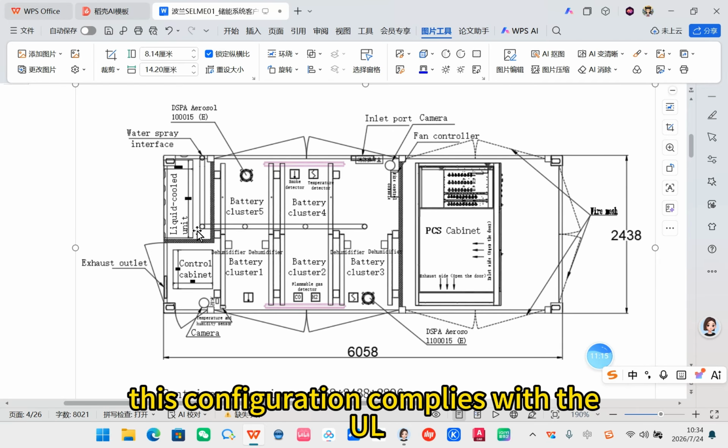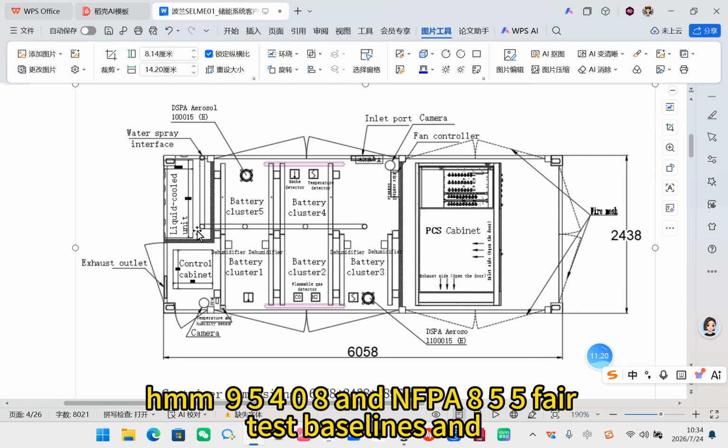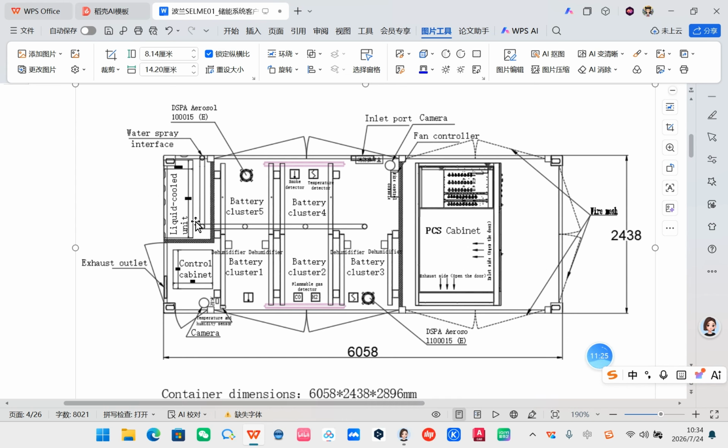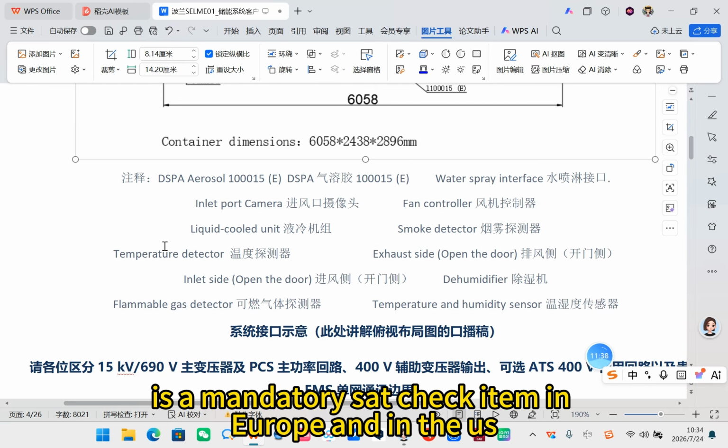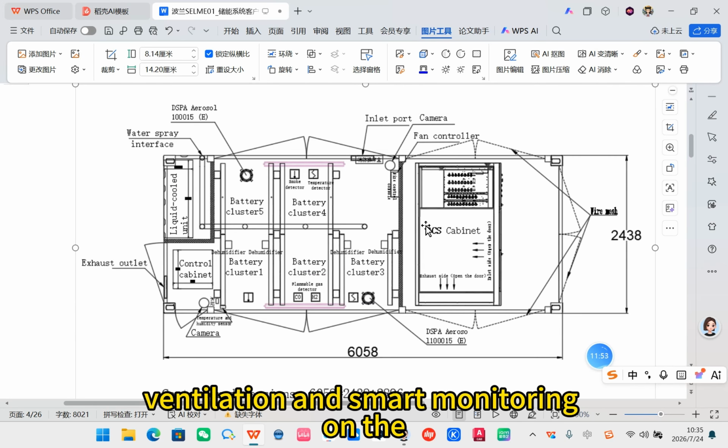This configuration complies with the UL 9540A and NFPA 855 fire test baselines, and is a mandatory SAT check item in Europe and in the US.